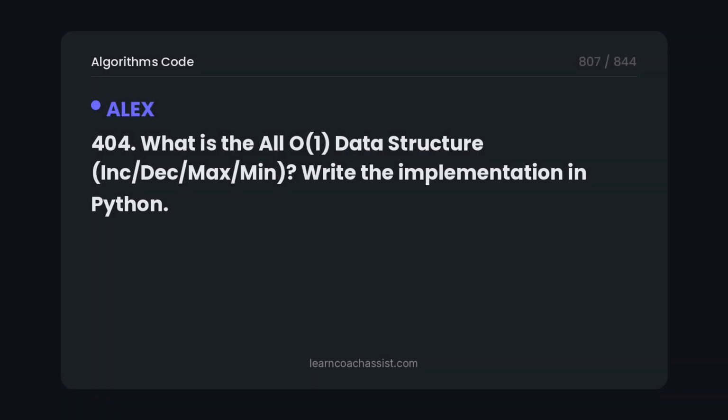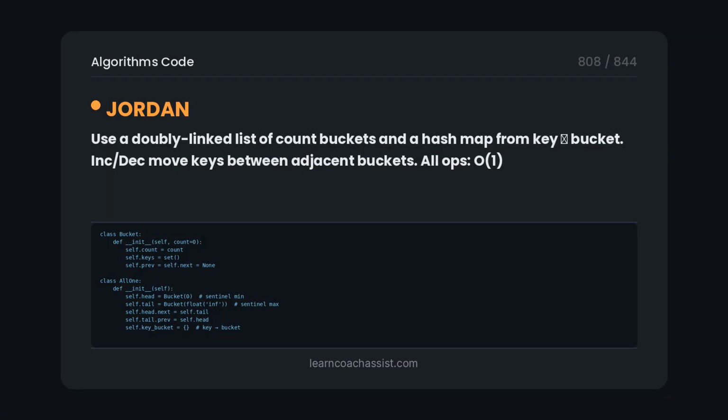404. What is the all O(1) data structure, inc, dec, max, min? Write the implementation in Python. Use a doubly linked list of count buckets and a hash map from key to bucket. Inc/dec move keys between adjacent buckets. All ops O(1).